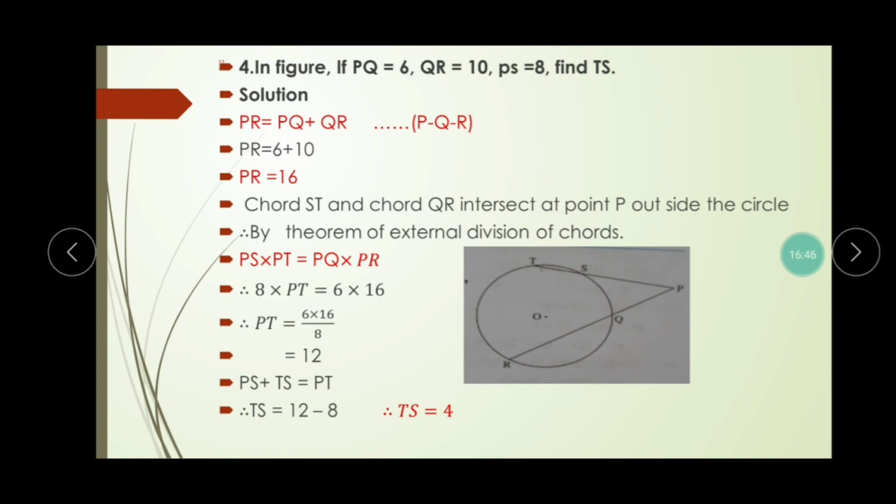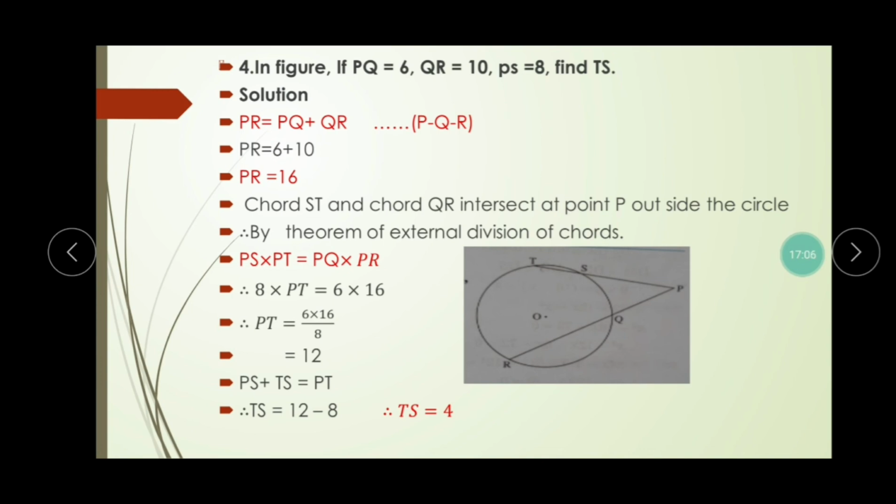PR. How do we get PR? It is PQ plus QR. PQ is given to us and QR is given to us. So we can calculate PR over here. So the length of PR will be PQ plus QR. So it is 6 plus 10, that is equal to 16.